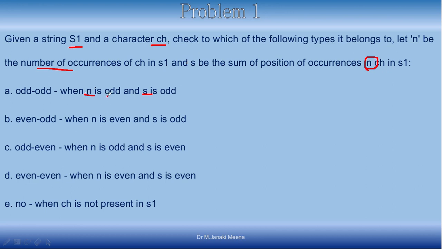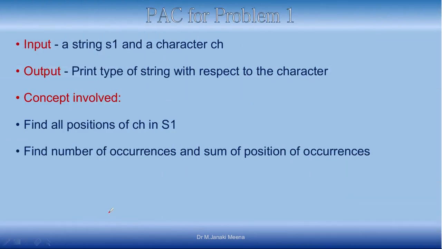So when both of them, number of occurrences and sum of position, are odd, then we call that string belonging to the category odd. And we will say that it belongs to the category even odd when the number of times it's occurring is even and sum of position is odd, and odd even when number of times is odd and sum of position is even. When both of them are even, we say it is even. And we say that it belongs to no category when ch is not present in S1. In the given string, if the character is not present, then we say that it belongs to no category.